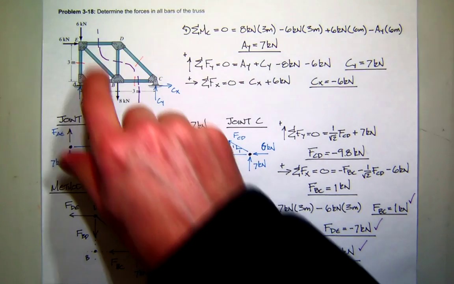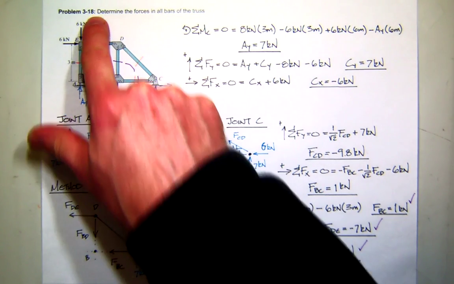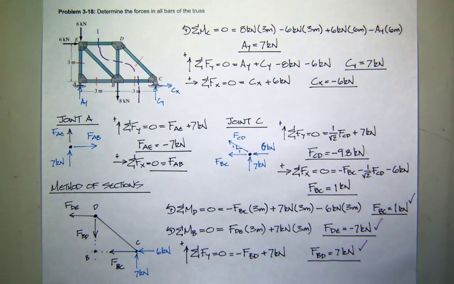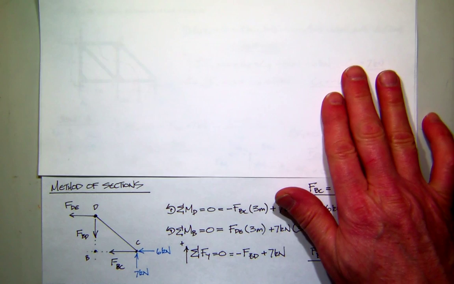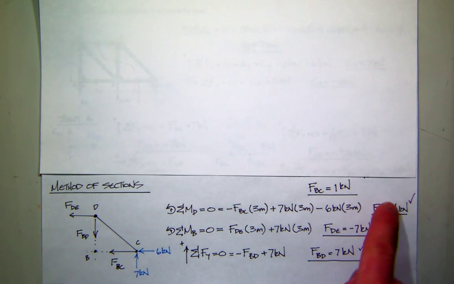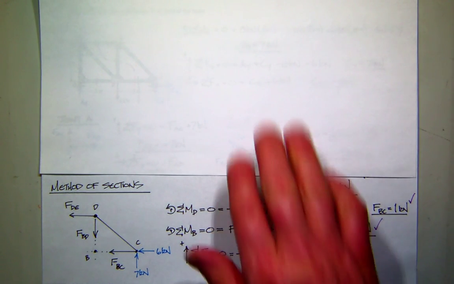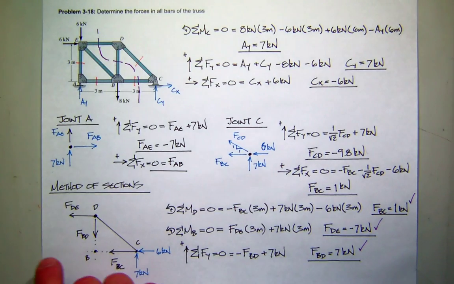To be honest, for problem 318, the way it was posed in the book, all you would have to do after you found your reactions is just this. This is the solution, because it only wanted these three forces. So I misread it and was not only doing those three, I was solving for the remaining, I think there's 7 total. So I was getting the other 4.